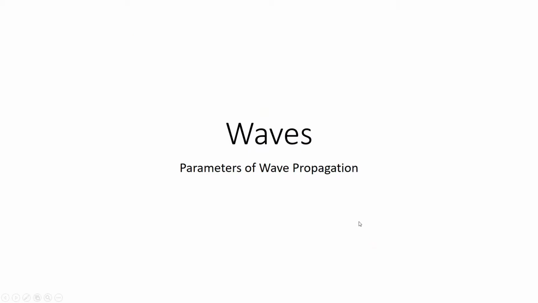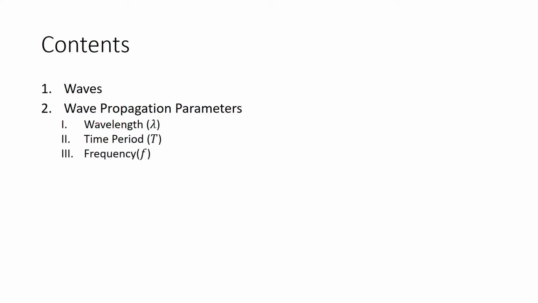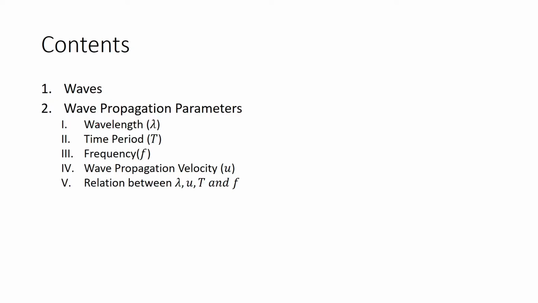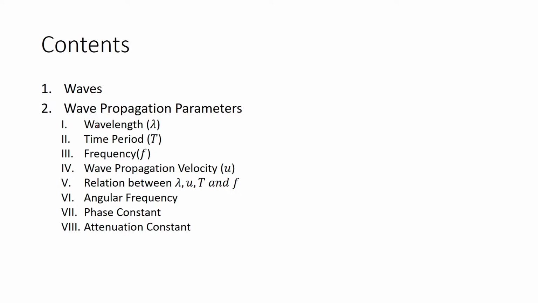In the current module, we would discuss waves and parameters of wave propagation. The contents of today's module are, we would discuss waves and then we would discuss the wave propagation parameters. The wave propagation parameters we discuss are wavelength, time period, frequency, and wave propagation velocity. After I discuss these four, I would try to establish the relation among these four. Then we would discuss angular frequency, attenuation constant, phase constant. And then we would discuss the wave equation in phasor form.